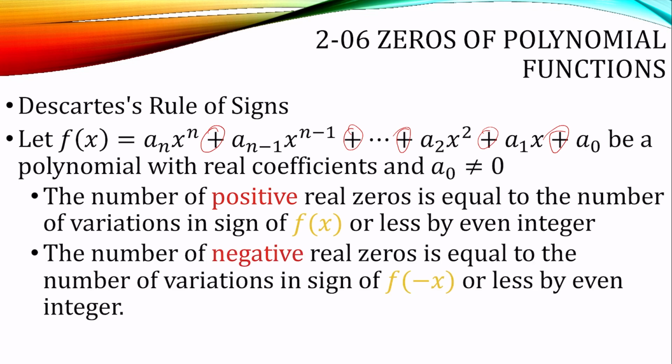The number of negative real zeros is equal to the number of variations in signs in f of negative x, or less by an even integer. So to find the number of negative real zeros, you have to plug in a negative x and then do the same thing you did before. And so this will tell you, say, oh, there's no negative zeros. Great, let's not look for any. Well, there's no positive zeros. Great, let's not look for any. Well, there's only one, but there might be 2 or 0 of the other. So it helps you decide which numbers to choose from.